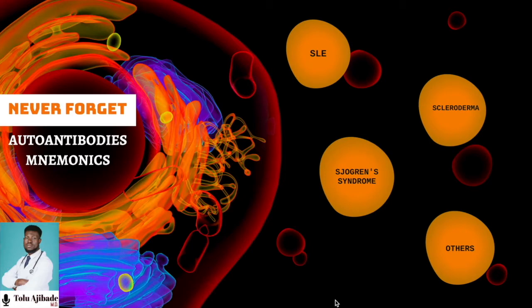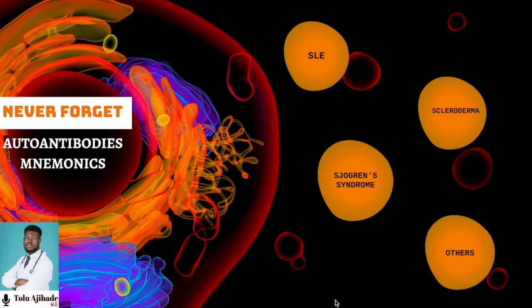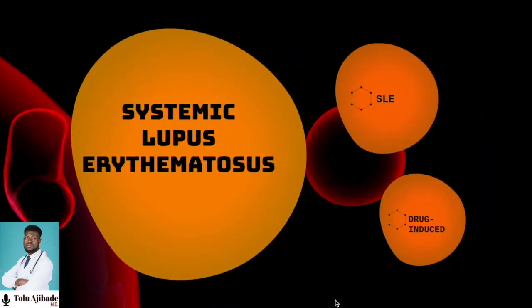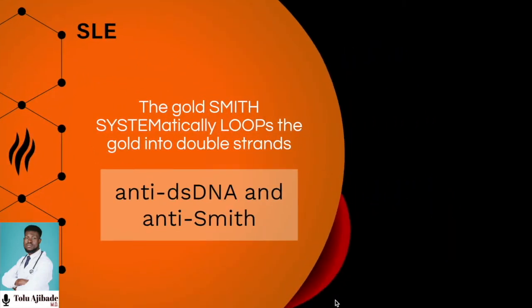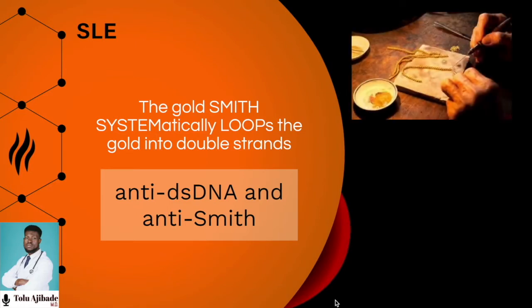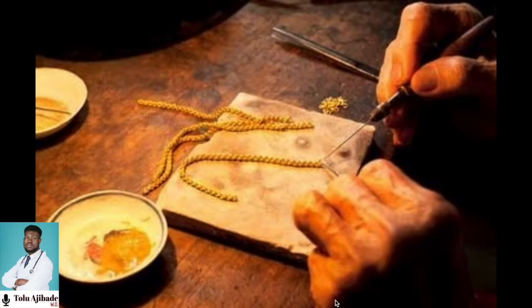Are you ready? So the first one we'll be looking at here is systemic lupus erythematosus. Under this we'll be looking at the regular systemic lupus erythematosus and the drug-induced SLE. Under the regular systemic lupus erythematosus, I need you to look at this picture right here. What do you see in this picture?